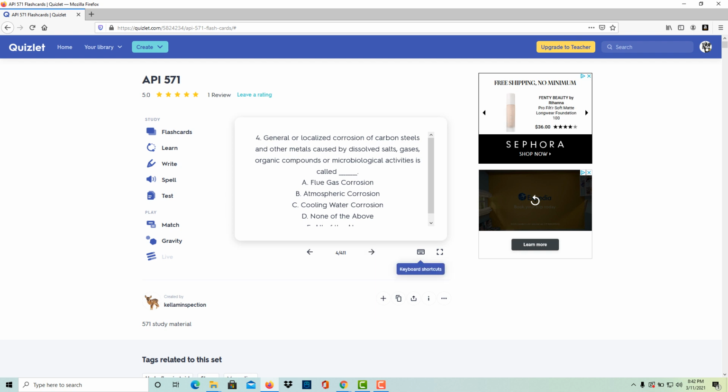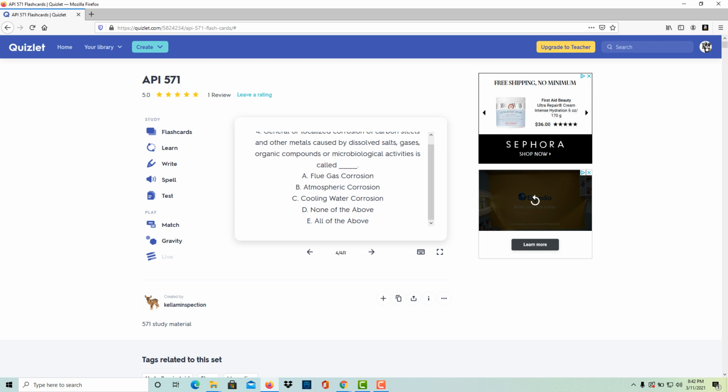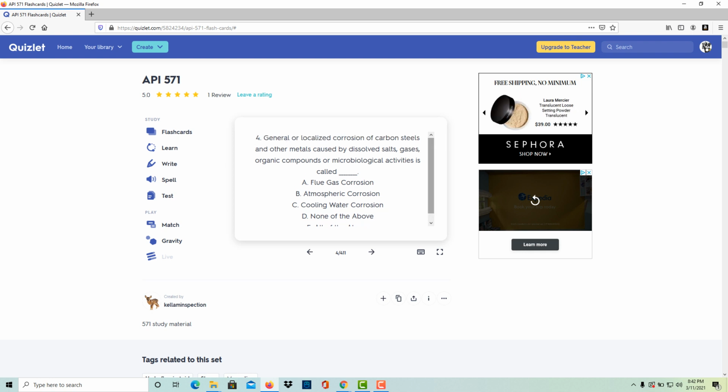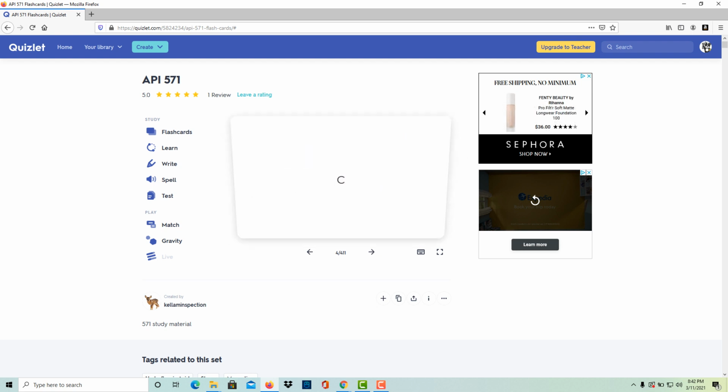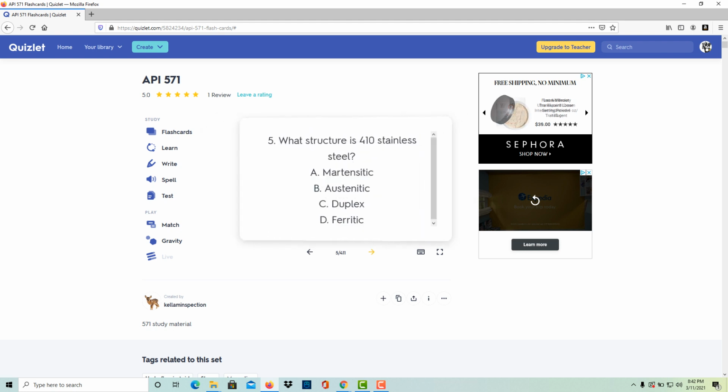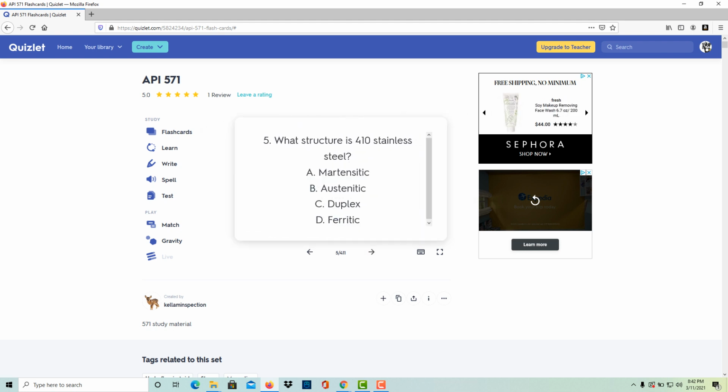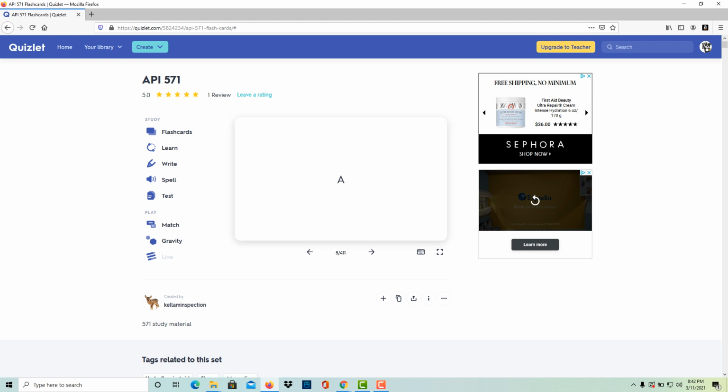General or localized corrosion of carbon steels and other metals caused by dissolved salts, gases, organic compounds, or microbiological activities is called, let's see here, I believe that is cooling water corrosion. C, cooling water corrosion. What structure is 410 stainless steel? I want to say martensitic, A, martensitic.